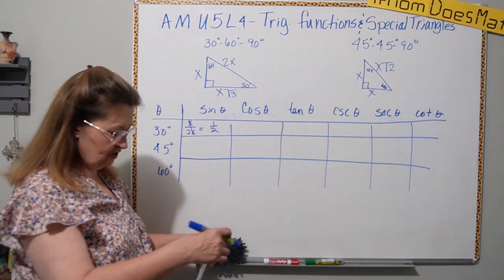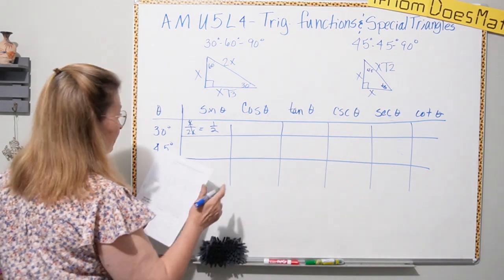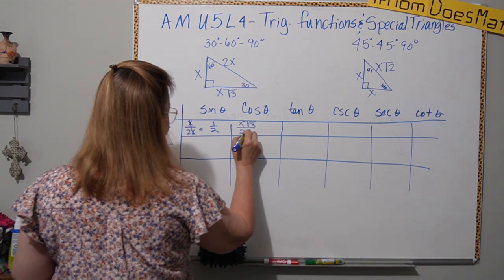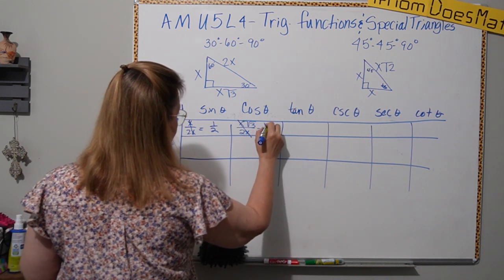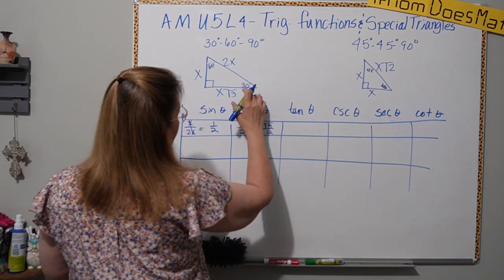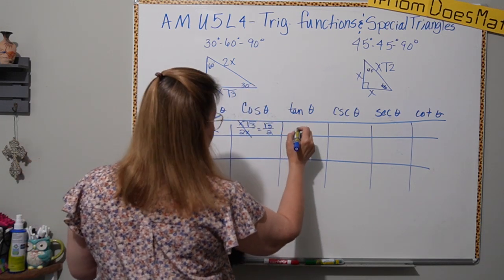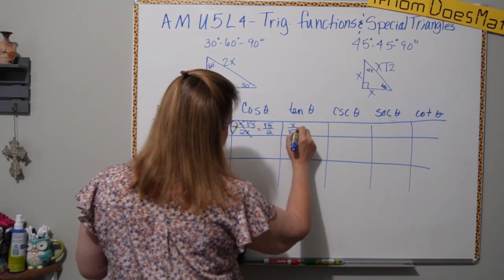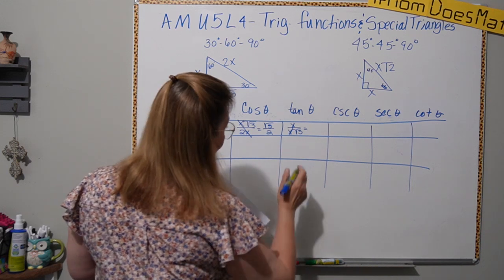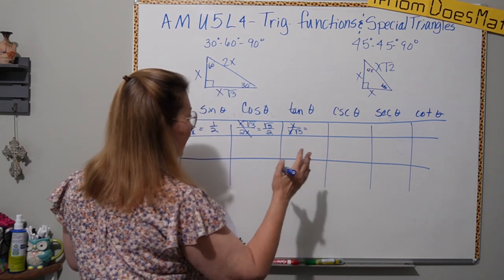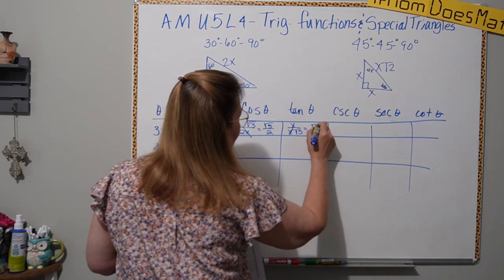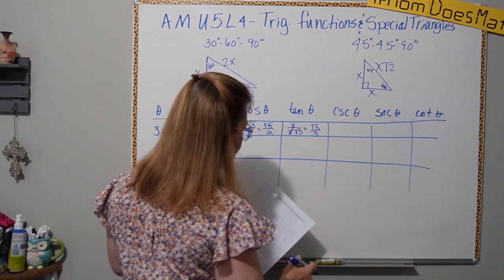That is the relationship. All right, for cosine, that's going to give you x square root of 3 over 2x. These x's cancel out, so you have square root of 3 over 2. The tangent of the 30-degree angle is going to be x over x square root of 3. Your x's cancel, and you're going to have 1 over square root of 3. Then you're going to have to rationalize, multiply by square root of 3 over square root of 3. And that's going to give you square root of 3 over 3 for your final.